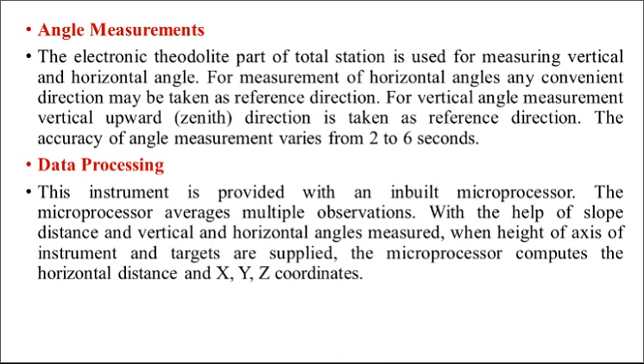Angle measurement. The electronic theodolite part of the total station is used for measuring vertical and horizontal angles. For measurement of horizontal angles, any convenient direction may be taken as a reference direction. For vertical angle measurement, the vertical upward direction is taken as a reference. It is also called the zenith direction. The accuracy of angle measurement varies from 2 to 6 seconds.